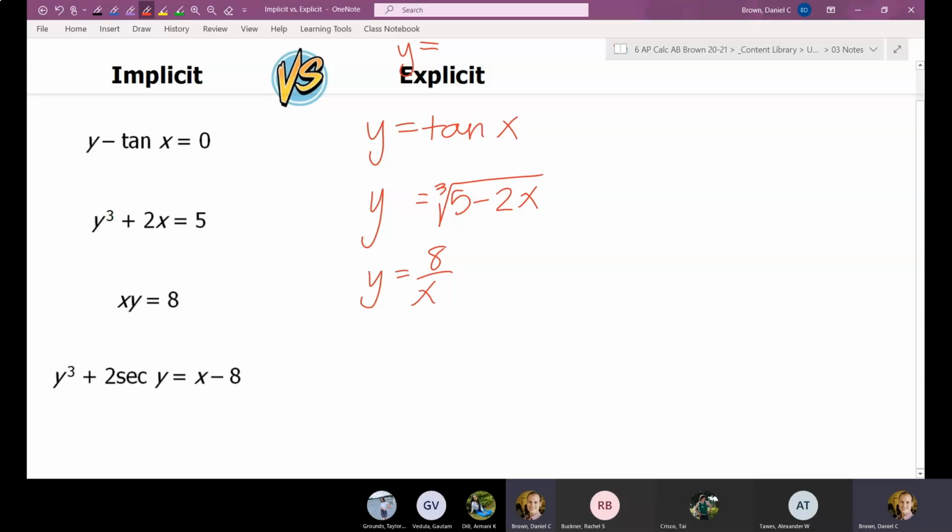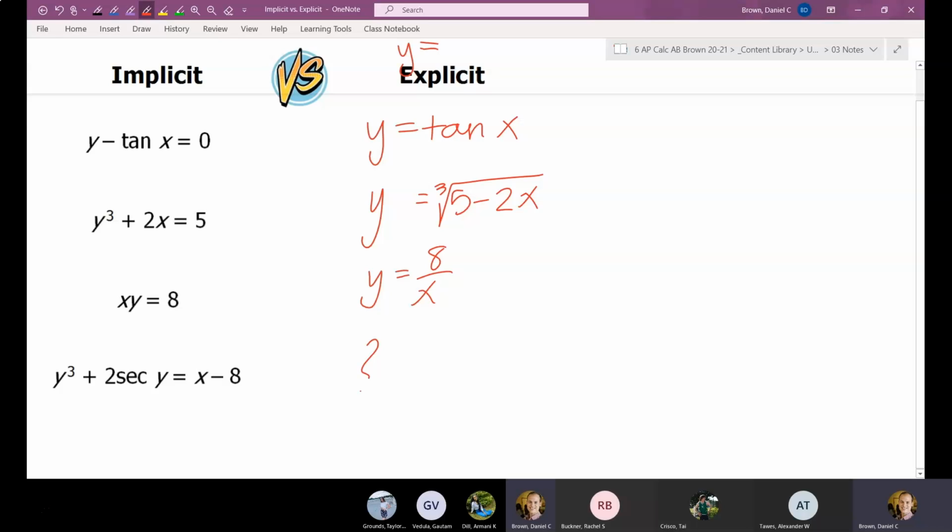The issue we run into for some of these is like this last example. This is a pretty crazy looking implicit function. I have y cubed plus 2 secant of y is equal to x minus 8. That is one where it's impossible to solve by hand in terms of y. You will never be able to get y by itself, so we don't have a way to find it explicitly.